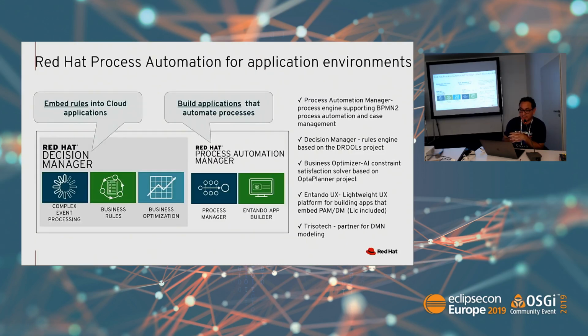And the last set of capabilities that I'm going to mention is process automation. So this includes BRMS, a full BRMS system that includes complex event processing, business rules, and business optimization as well. This is called Red Hat Decision Manager. And the Process Automation Manager is a BPM solution that includes a process manager as well as a builder to build the UIs for the process when it's time to interact with humans, right?